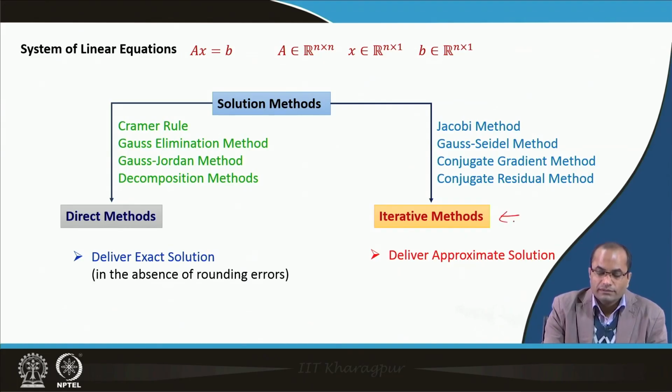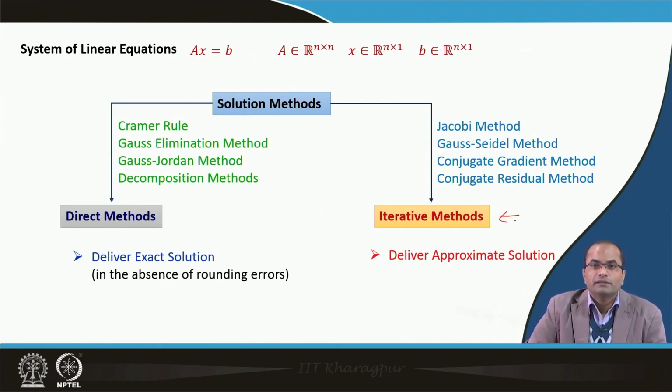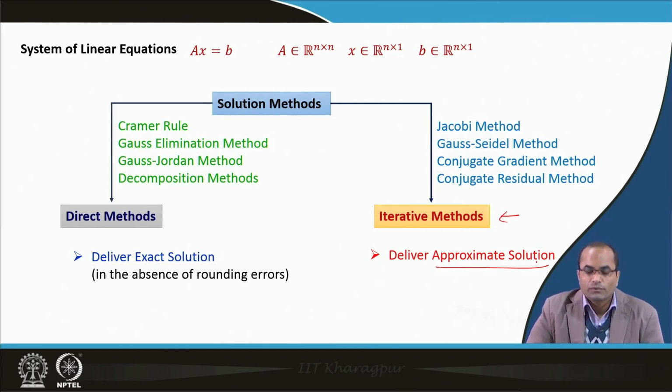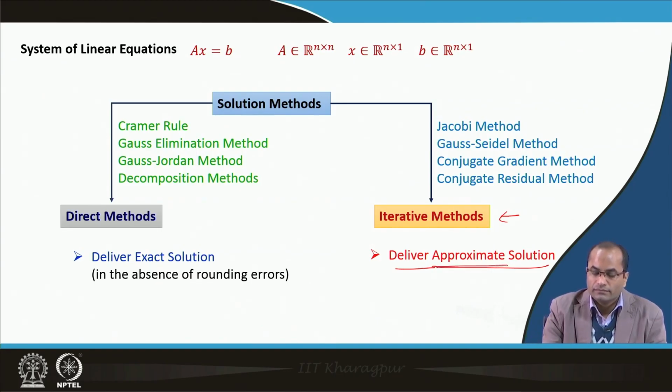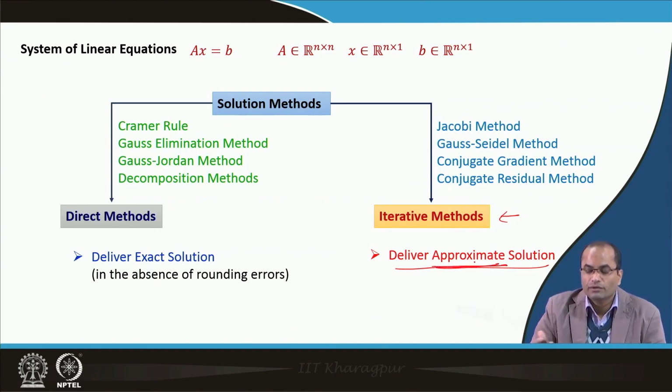Whereas the iterative methods, and that is the difference between the two categories, deliver an approximate solution. So, here there will be a sequence of solutions which we will be obtaining, approximating the given system, and we have to stop at some point depending on the accuracy set at the beginning. So, here they end up with some kind of approximate solution, and the accuracy will depend on how many iterations we are doing to get the solution.